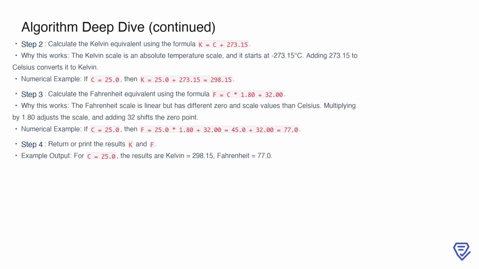Afterward, the Fahrenheit equivalent is computed with the formula F equals C asterisk 1.80 plus 32.00. The factor 1.80 adjusts the scale to Fahrenheit, while adding 32 shifts the 0 point. Using the same input, C equals 25.0, the calculation is 25.0 asterisk 1.80 plus 32.00, which simplifies to 45.0 plus 32.00, giving F equals 77.0. Once both values are computed, the algorithm returns or prints the results K and F. For the input C equals 25.0, the outputs would be Kelvin equals 298.15 and Fahrenheit equals 77.0.